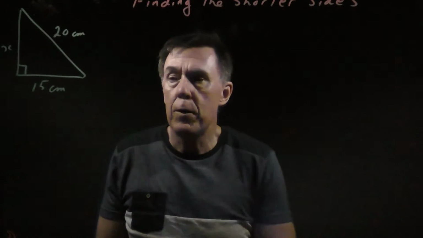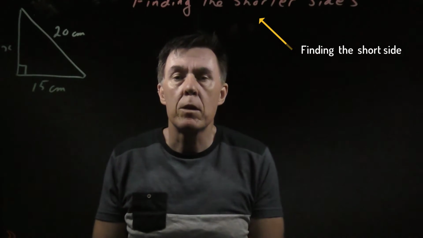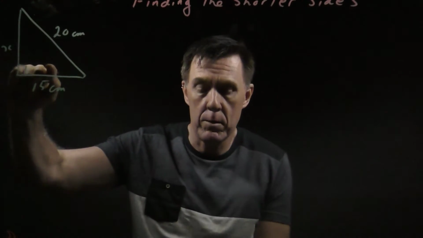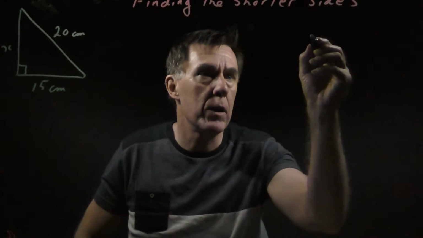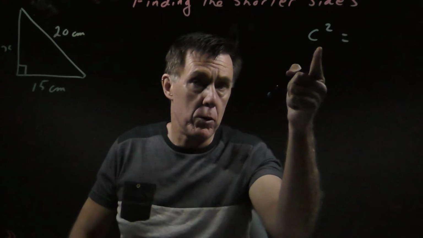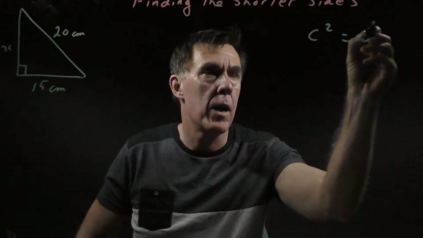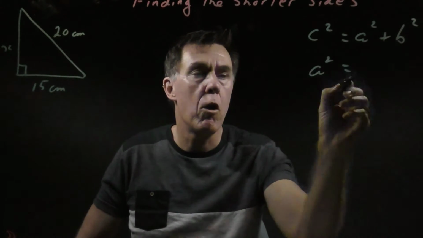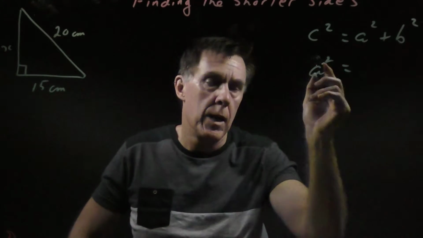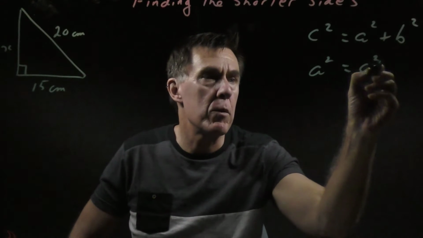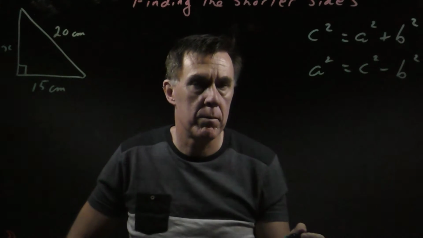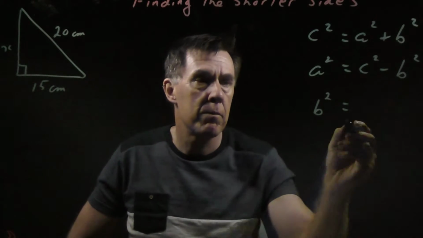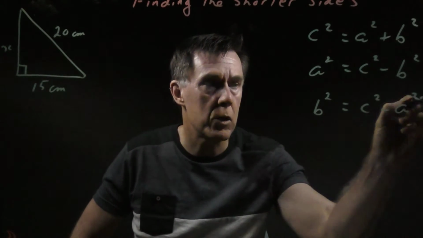Now, in this video, we're going to use Pythagoras' theorem to work out the length of one of the shorter sides. Now, you remember from our previous videos, the hypotenuse squared, longest side, c squared equals a squared plus b squared. What if you want to find out the length of one of the shorter sides? Probably the easiest way to do it is just remember it's c squared minus b squared. Or, if you want to work out side b, once again it's c squared minus a squared.